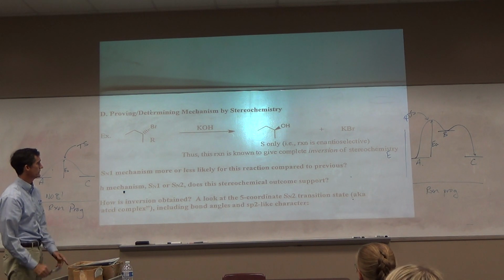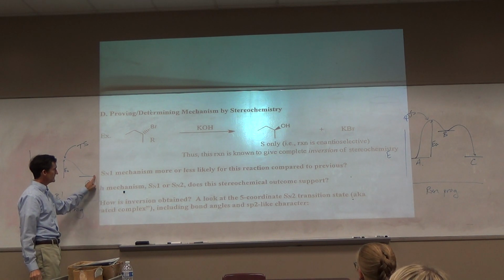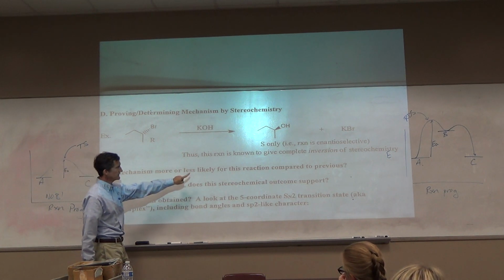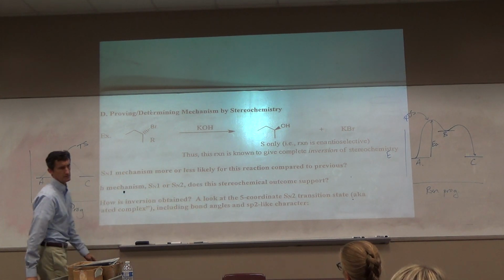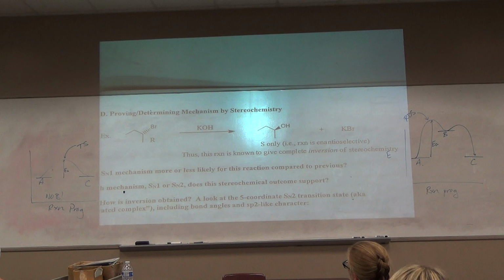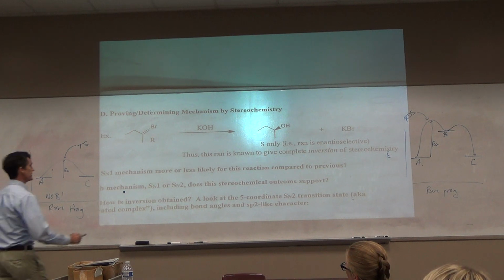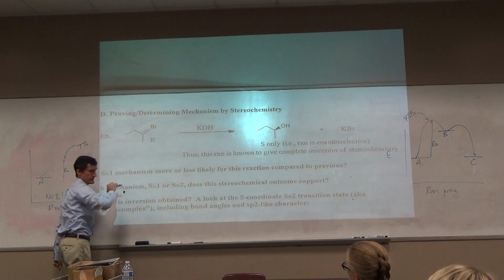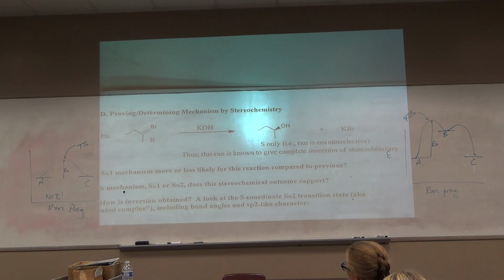Question first. Is SN1 mechanism more or less likely for this reaction compared to the previous one? SN1, more or less likely? Why more? Because if this just ionized, you make it secondary. That's more likely than a primary, yes? So it is more likely than the previous reaction for SN1. Next question.